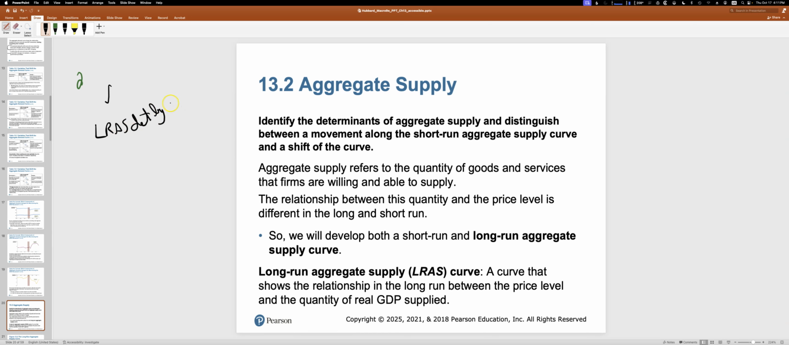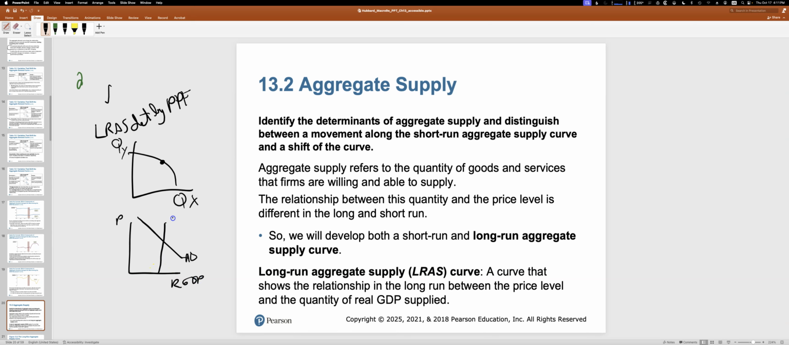So our long run aggregate supply curve is determined by the PPF. Remember that from chapter 2? Quantity of good X, quantity of good Y. Here on my PPF, this is determining levels of production, which in my case here, I could have my aggregate demand curve. And where this long run aggregate supply curve intersects is coming from my PPF.